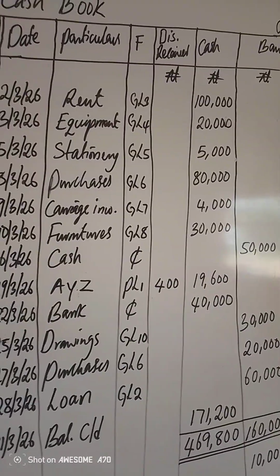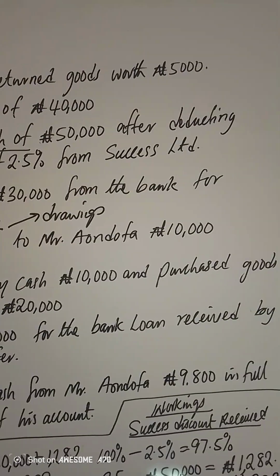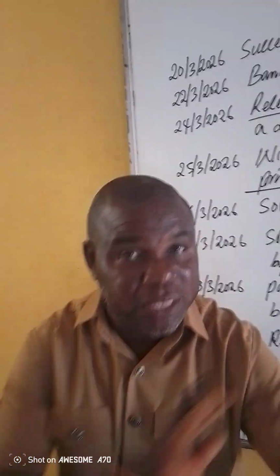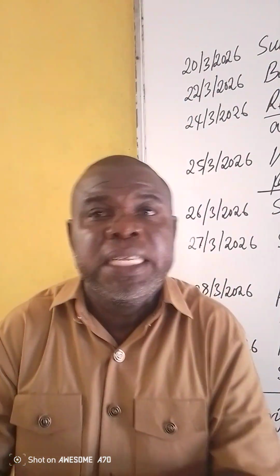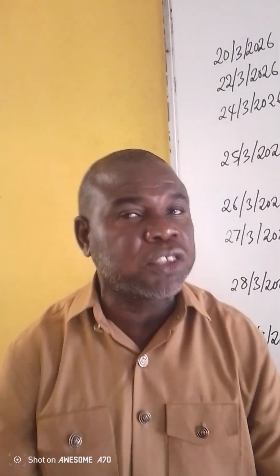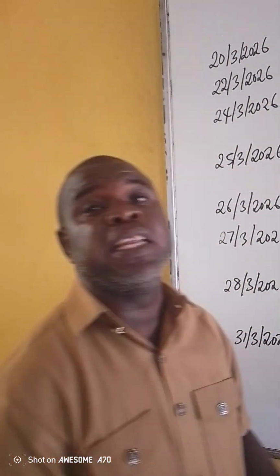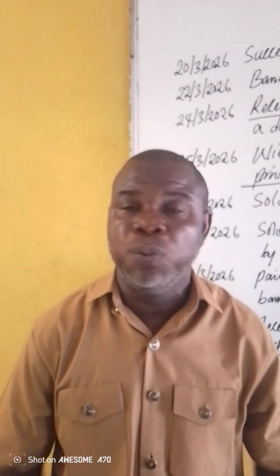Next, we have on the 26th of March, sold goods to Mr. Ondufa 10,000. This one, I already told you that this is a credit transaction, but most learners will still be confused. That's why I told you that these are transactions that are most hidden, that most learners will be confused about. And that's why I'm here to clarify all such transactions so that learners won't have any issue posting any transaction on the surface of the earth as far as the cashbook is concerned.